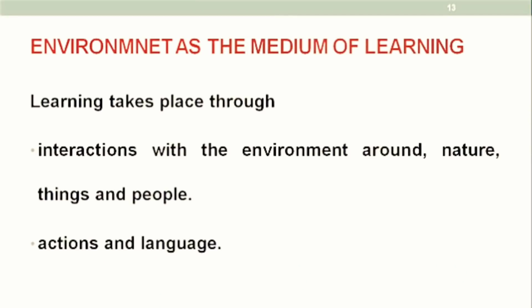Learning takes place through interaction with the environment, that is, whatever is available in his or her immediate nature, the things around him or her and the people around him or her. All these facilitate interaction and hence learning on his or her part. Learning on the part of the child also takes place through actions and language. Even language is a tool. Actions and deeds also lead to some learning on the part of the child.